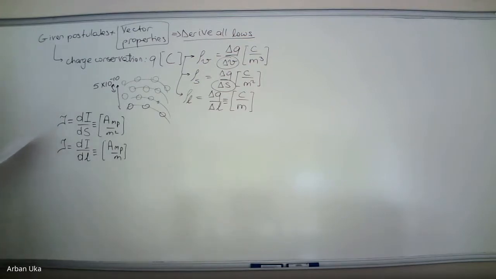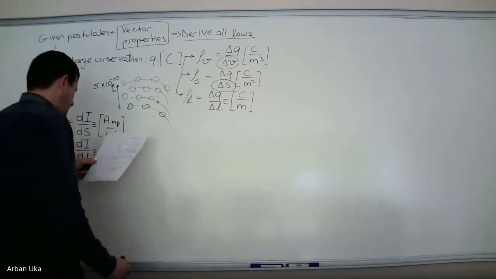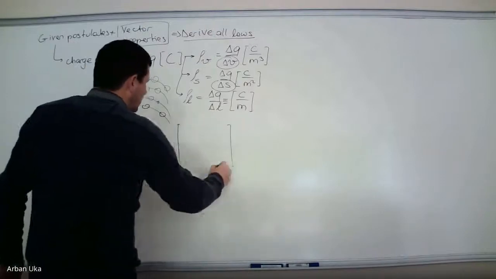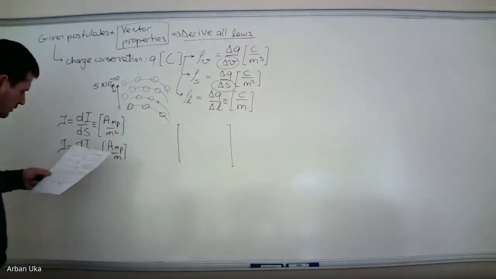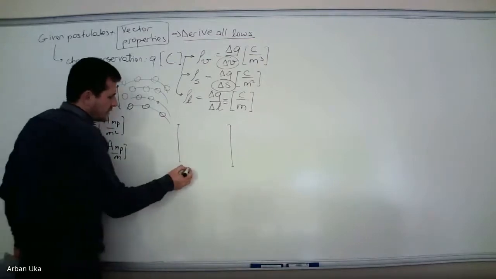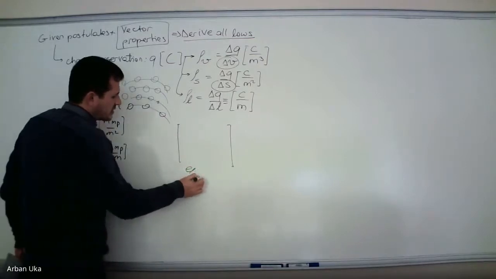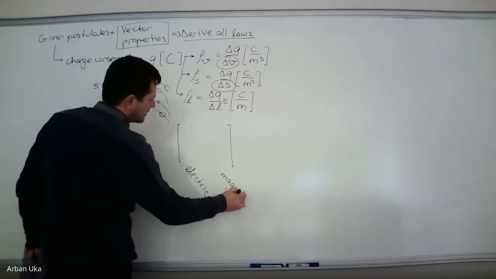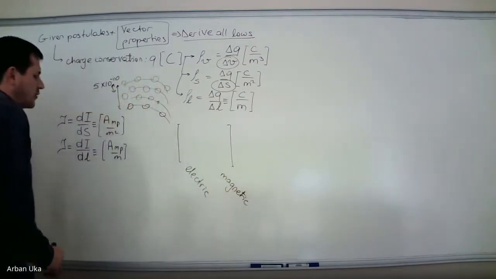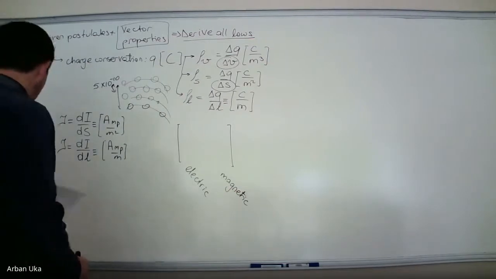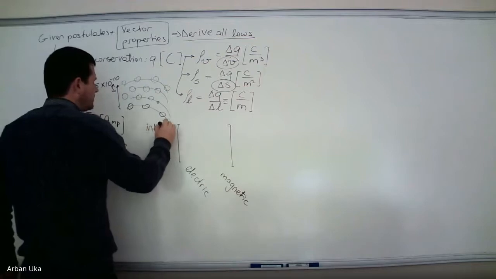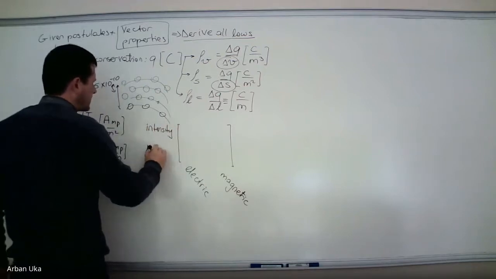And now, during all this course, we're going to deal with quantities which will belong to two fundamental fields. One is the electric field, and the other one is the magnetic field. Now, both of these two different fields have an intensity and flux. So intensity is here, and flux is here.